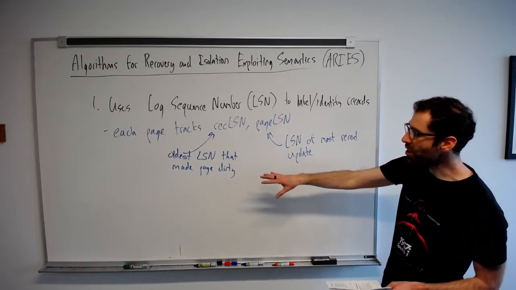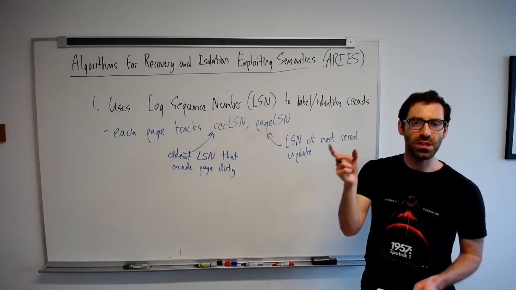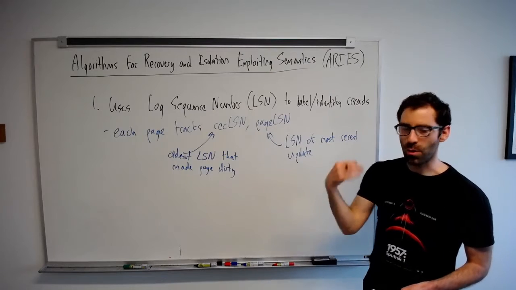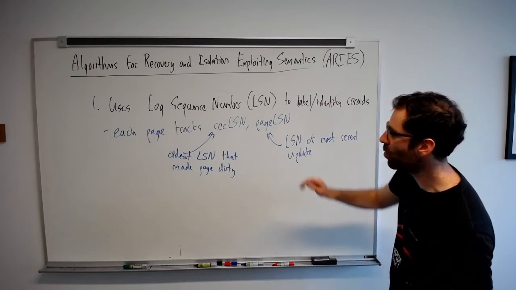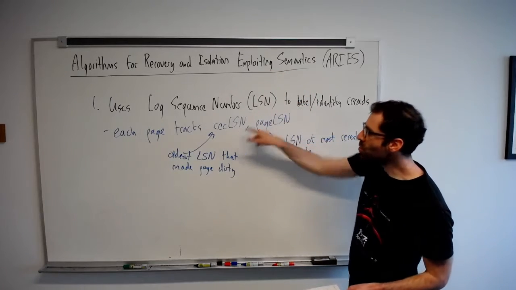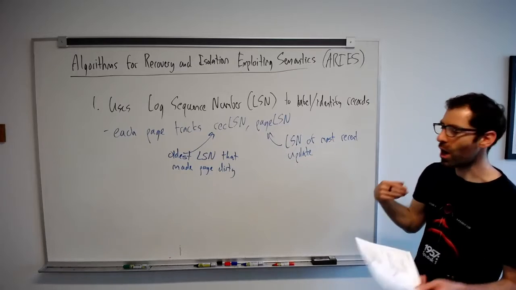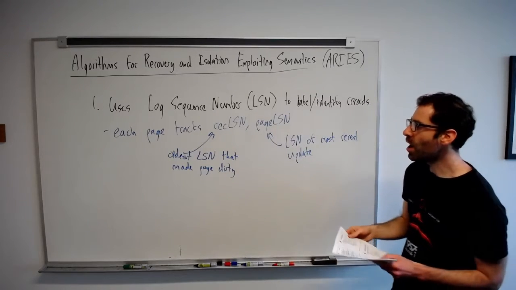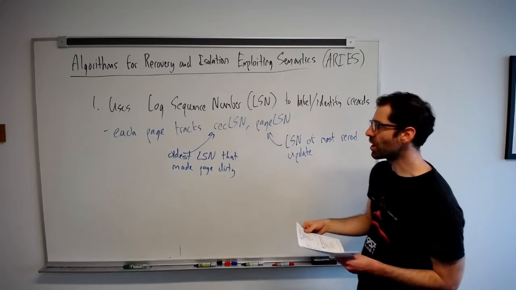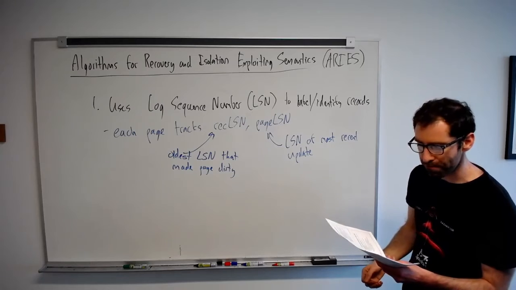And pages on disk have this page.lsn, which tells us the most recent LSN that was written out to this page. And so ARIES can use these to be more efficient about which updates have already been applied to disk versus which haven't, and can avoid redoing unnecessary work.